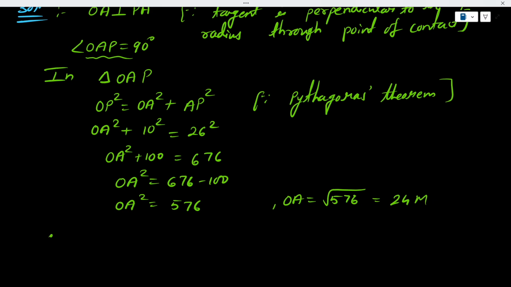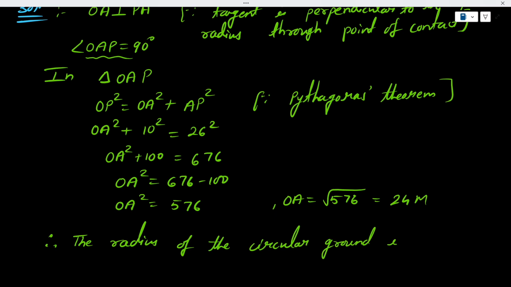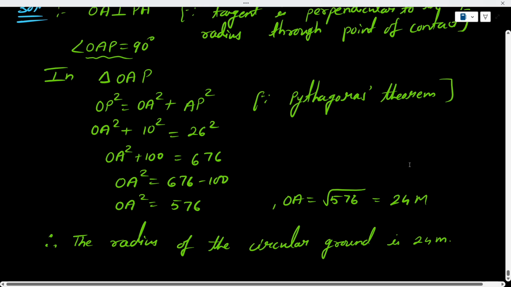So what was the question? What is the radius? So you will write down the answer also as, therefore the radius of the circular ground is 24 meter, right? Here your 2 mark questions are done.